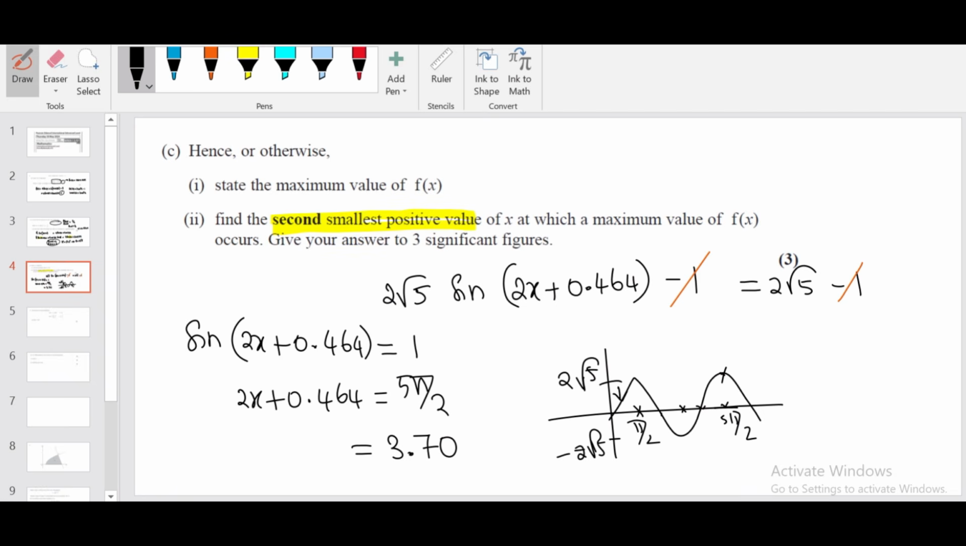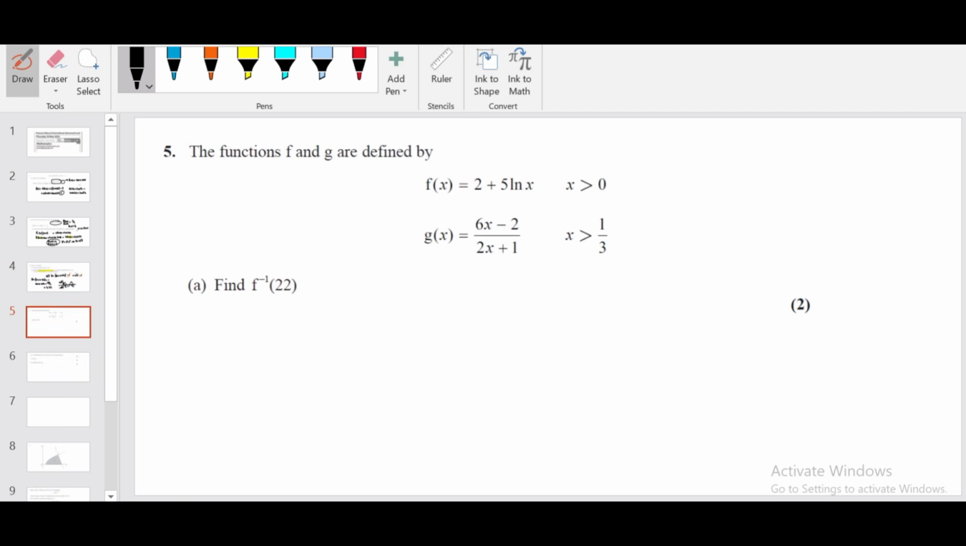3.70 is the x coordinate. That's all. Let's move on to the next question. Question number 5. Find f inverse of 22. You see, it's just a 2-mark question. Don't sit there and find the inverse function.